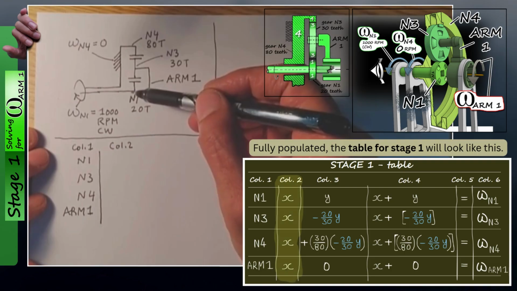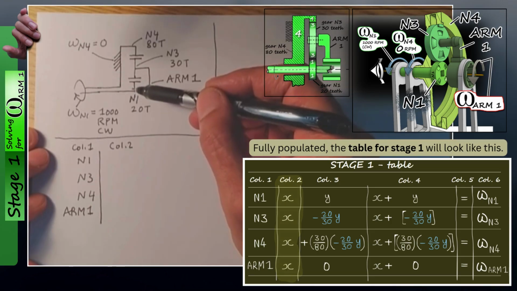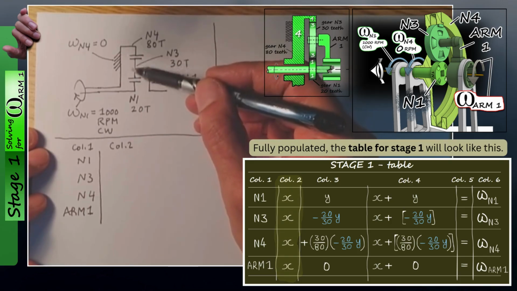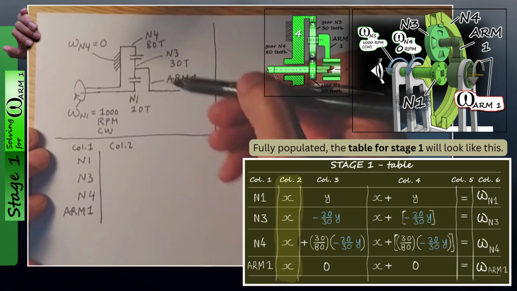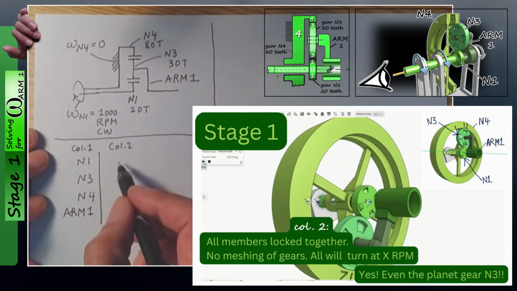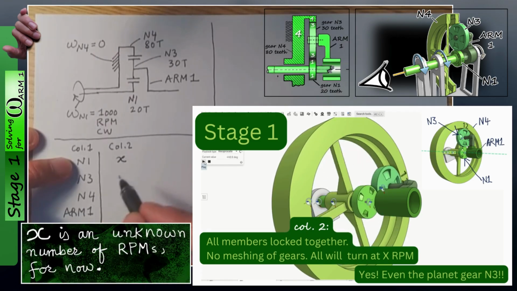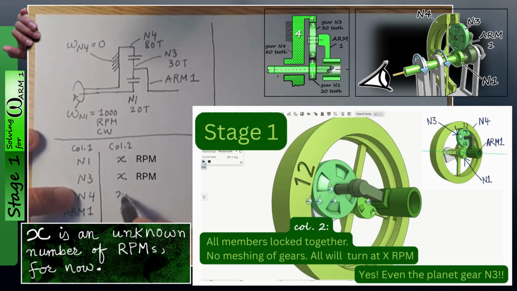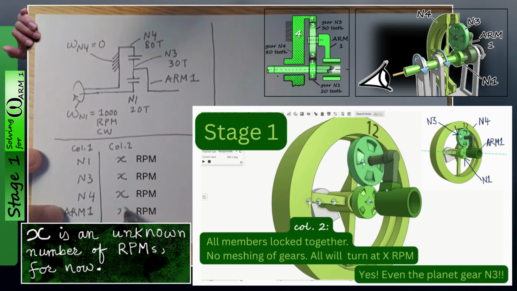Now what you have to do is lock everything together, and by that what I mean is no meshing of gears is allowed. And now if you were to give it a turn, the entire assembly will rotate with the same rotational speed, meaning gear N1 will rotate at x RPM, N3 will also rotate at x RPM, N4 will also rotate at x RPM, and surely arm1 will also rotate at x RPM.